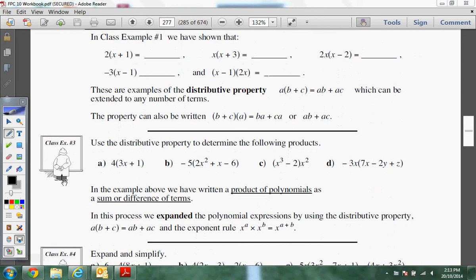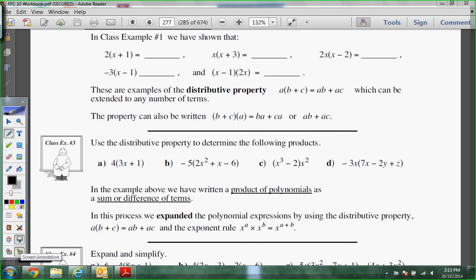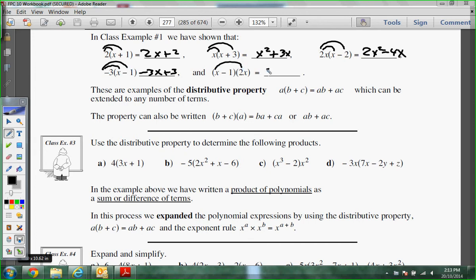All right, so then the distributive property. Essentially what we're doing. Okay, we've shown that by distributing this, we get 2x plus 2. By distributing this, x times x, x squared plus 3x. By distributing this, 2x squared minus 4x. Okay, and distributing this, negative 3x plus 3. Negative times a negative. Okay, x times 2x, 2x squared, negative 1 times 2x, minus 2x. All right, these are examples of distributive property.